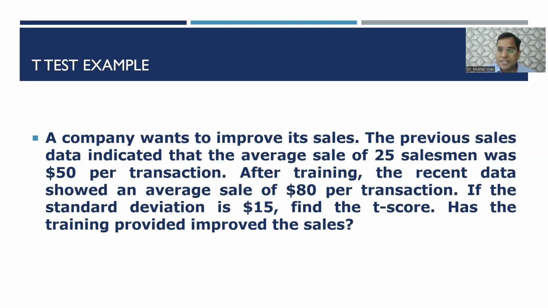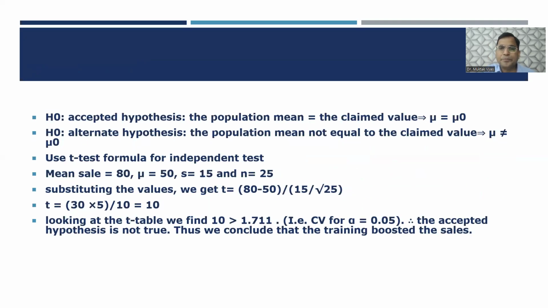So you will use a t-test. First you have to write H0, the null hypothesis, mu. Then you have to write HA, it is not equal to. Mean sale is 80, mu will be 50, standard deviation 15 and n is 25. And you can calculate the T, calculated value is 10.